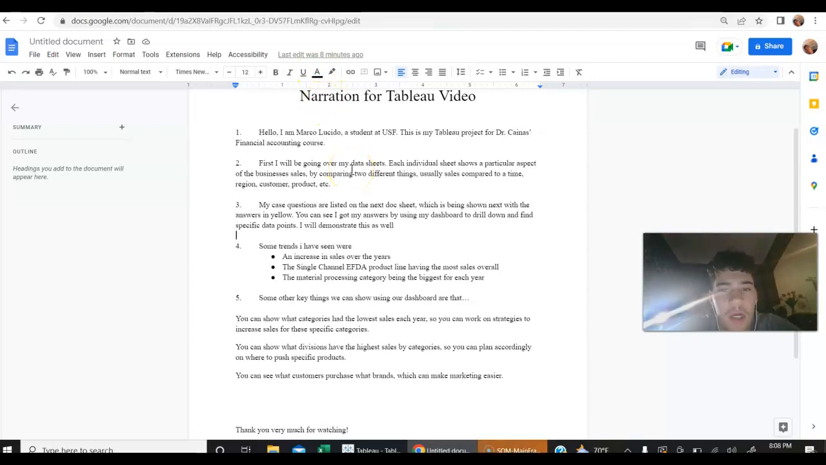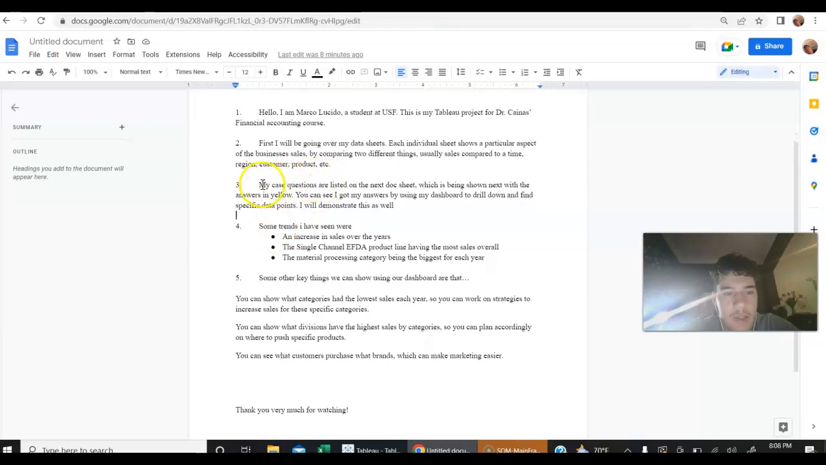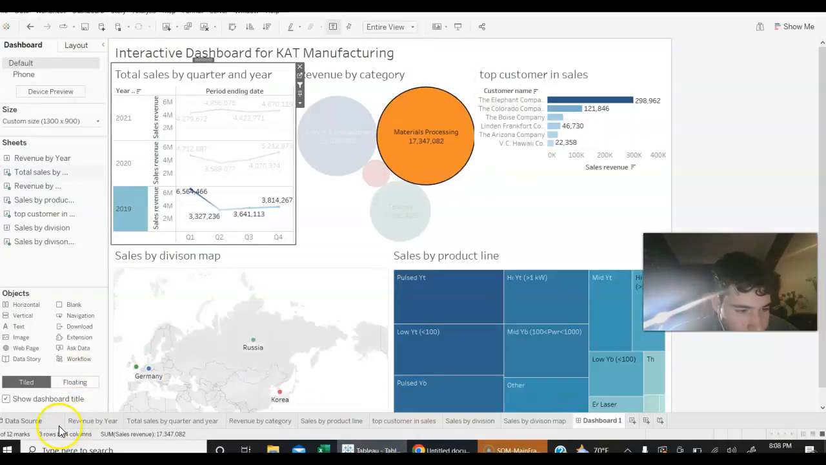This is my Tableau 1 project for Dr. Canis' financial accounting course. First, I will be going over my data sheets. Each individual sheet shows a particular aspect of the business's sales by comparing two different things. Usually it compares sales to time, sales by region, sales by customer, sales by product, sales by category, all of that. My case questions will be listed next, and I'll show you how I got my answers, and I use my dashboard. First, I will be going over my sheets.